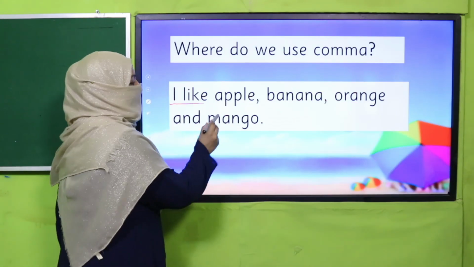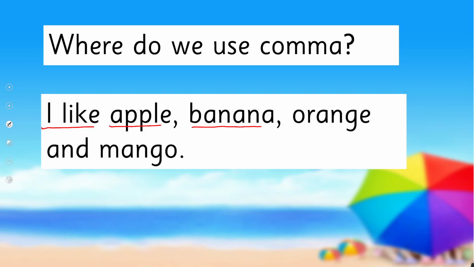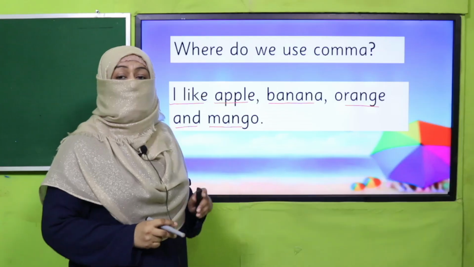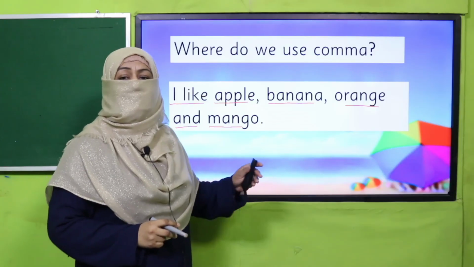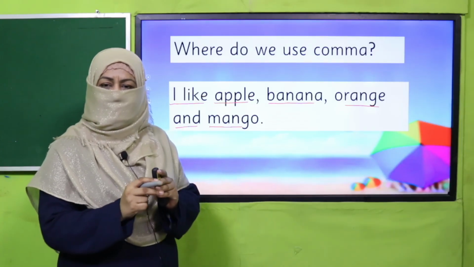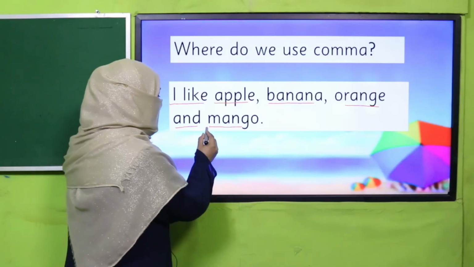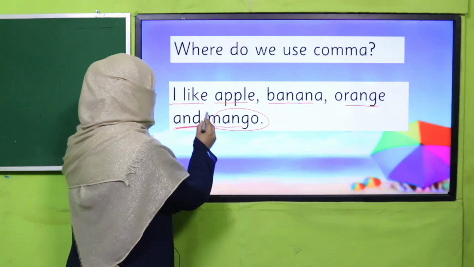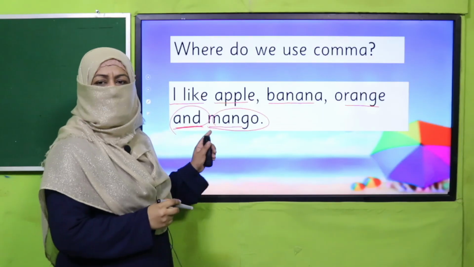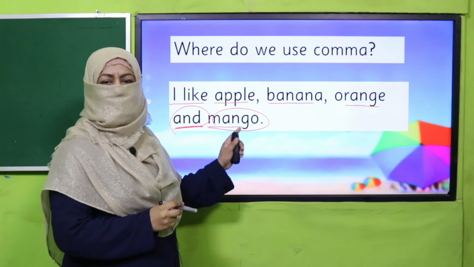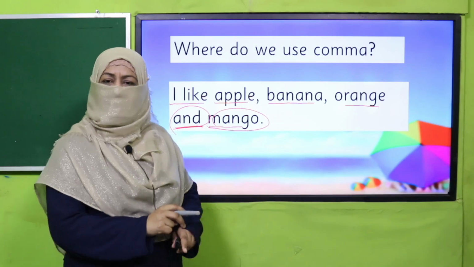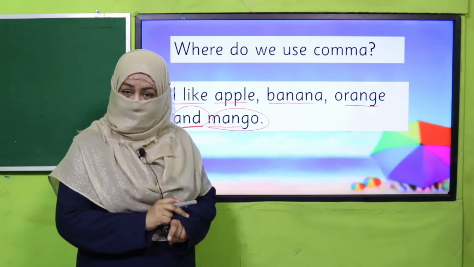I like apple, banana, orange and mango, right? So if you want to write more, you can keep writing the names by putting a comma in between them, and before the last name you have to write "and". I like apple, comma, banana, comma, orange, and mango. Right? Are you clear, beta?